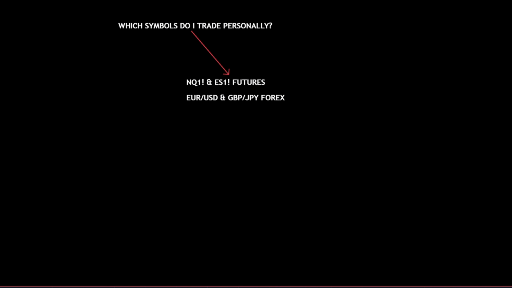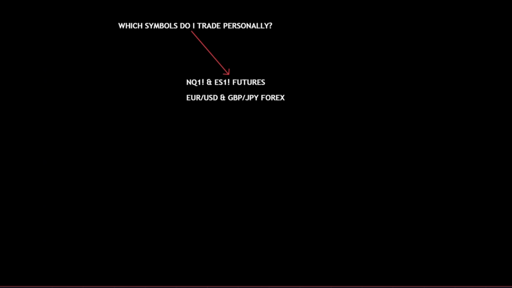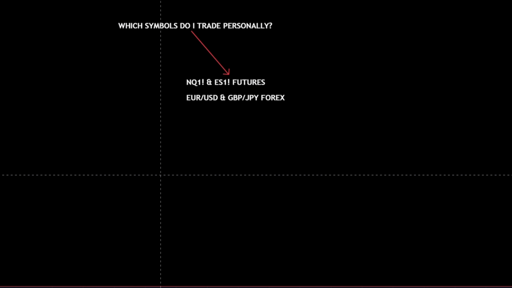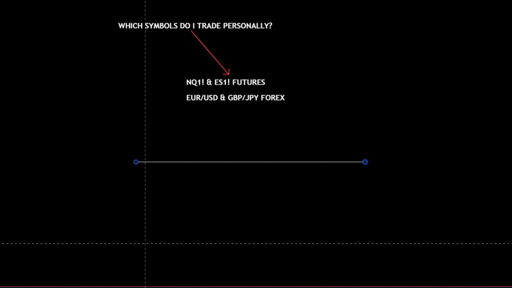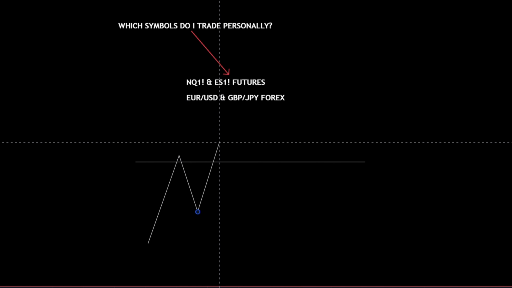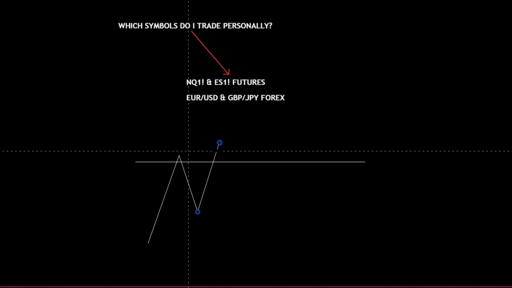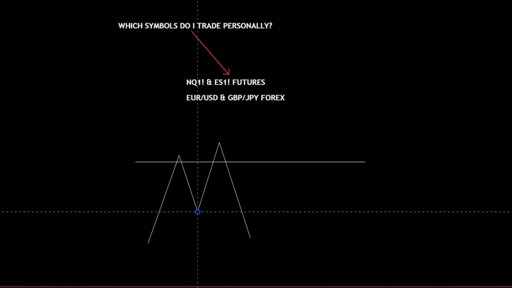So what do I look for going into a silver bullet macro session? This is a simplified example of what we look for going into the New York session. Say we have a buy side level at this level here. We would look for price to reach up towards buy side, then sweep it, create a lower low, and then sweep it properly. This is called a unicorn model setup. And then we look for price to displace below this level here. So this here would be your displacement.